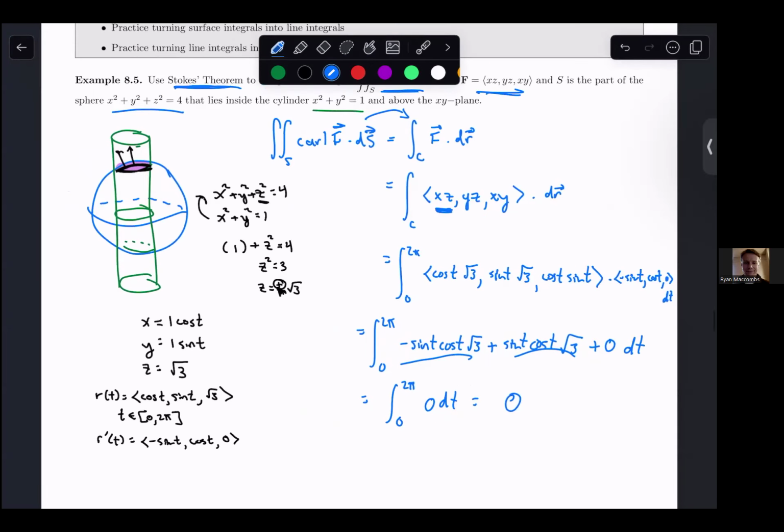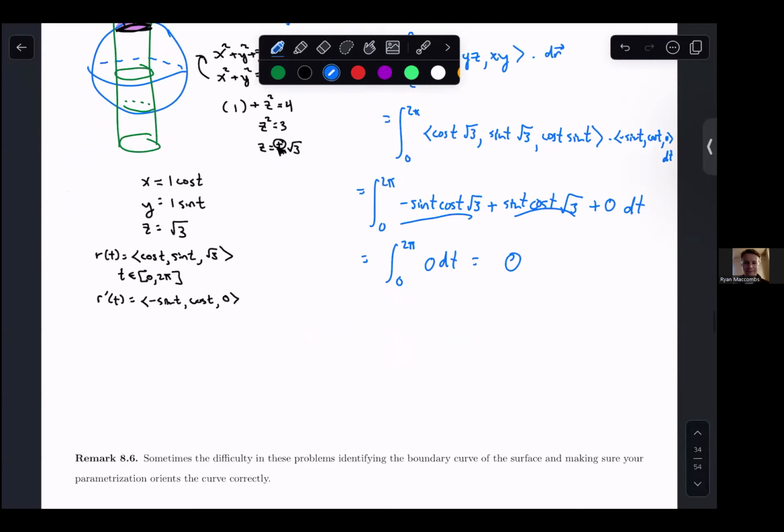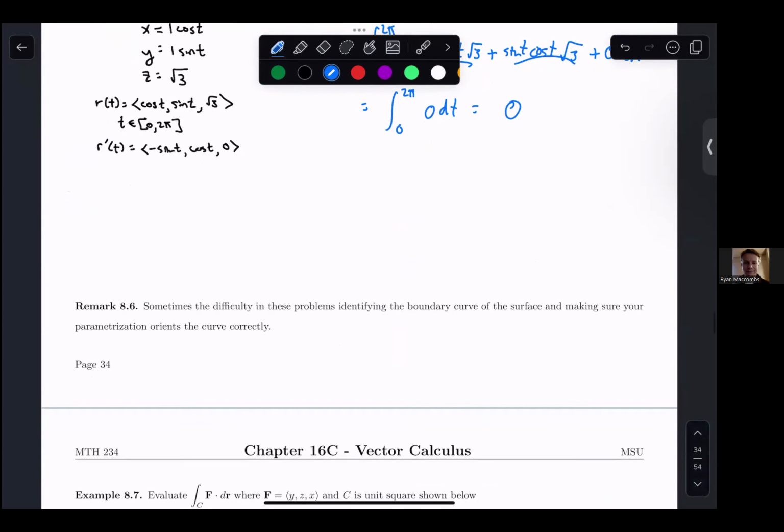All right, so hopefully that was a pretty nice start here. And I just wanted to remind everyone that sometimes the difficulty of these problems is identifying the boundary curve of the surface and thinking a little bit about if the parameterization is oriented correctly.